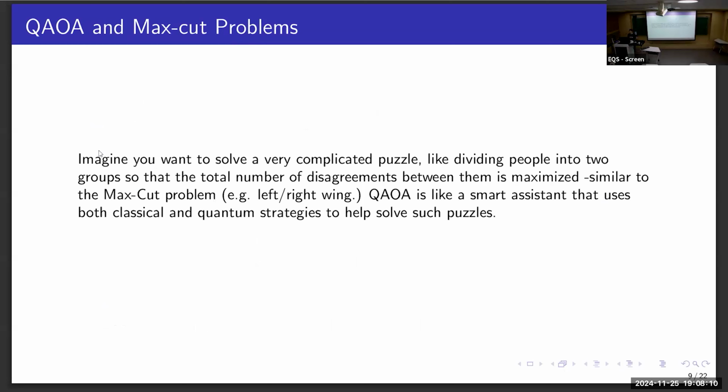So imagine you want to solve a very complicated puzzle, like dividing people into two groups so that the total number of disagreements between two groups are maximized. So it's similar to the max cut problem. For example, it's like divides people into left and right wing in politics. And QAOA is like a smart assistant that uses both classical and quantum strategies to help solve such puzzles.